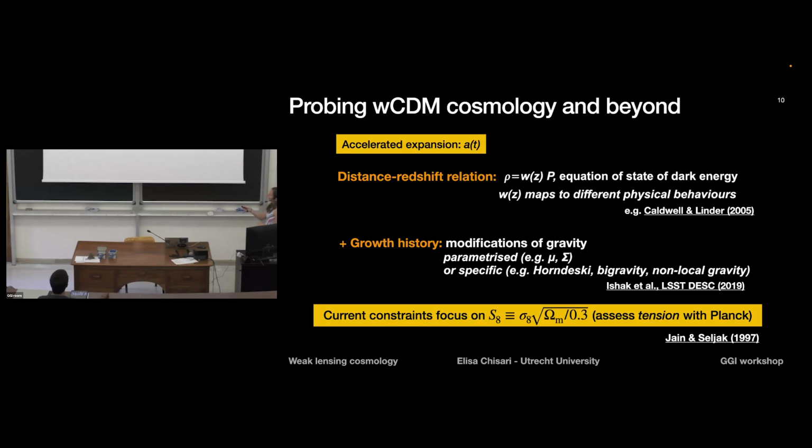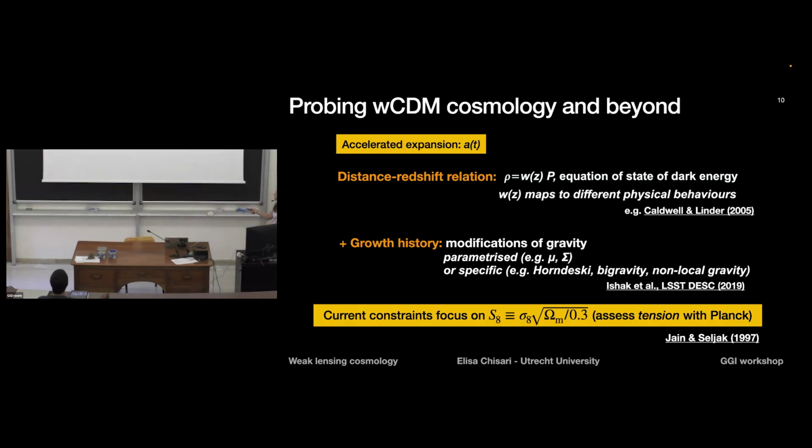And then by adding this sensitivity to the growth history, either from lensing itself or also from adding the clustering, we're able to probe modifications of gravity. We sometimes do that in a parameterized way through mu and sigma, for example, or specific theories of modified gravity, Horndeski gravity, or non-local gravity. These are, for example, the priorities that we set for ourselves in the context of analyzing the Rubin data, just because we don't have the people power to do every single possible theory.